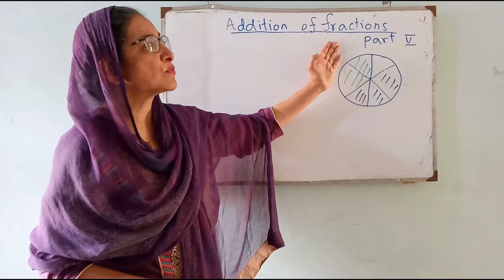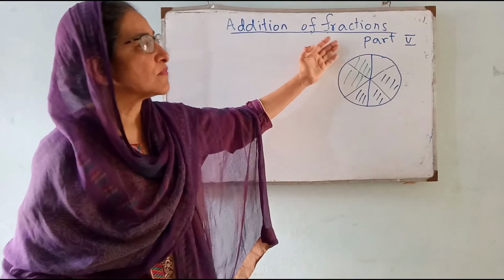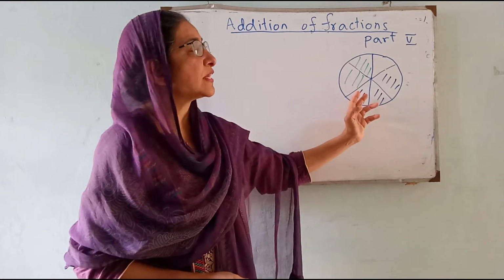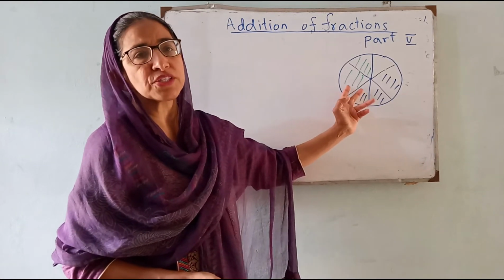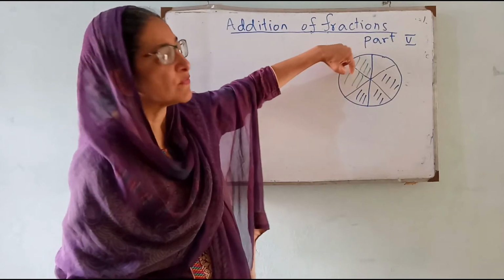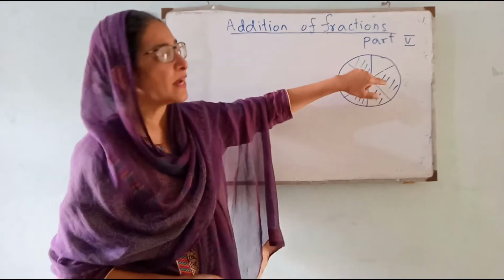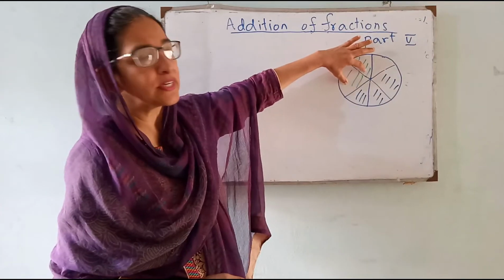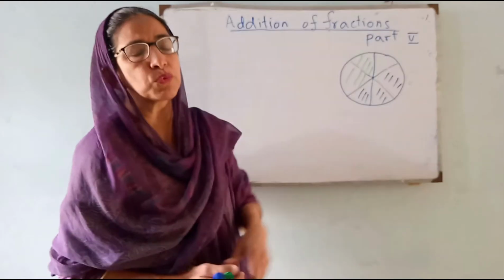Now when I have to do the addition of fractions, as you can see, this is a circle, and with the help of the picture we can do the addition of fractions. How? Just see here that this circle is divided into 6 parts, and in these 6 parts, 2 of them are colored green and 3 of them are colored blue.